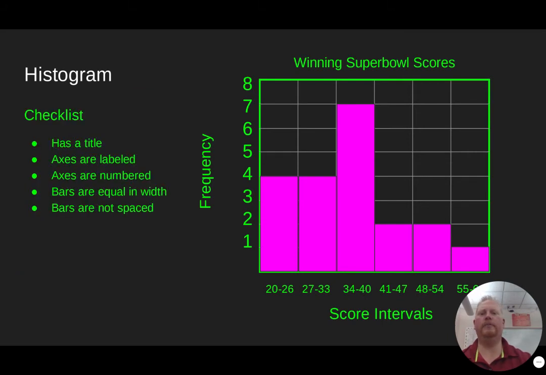Now, when we do histograms, let's make sure, again, that we have all 5 parts. Does it have a title? Is each axis labeled? Is each axis numbered? Are the bars an equal width? And are they not spaced? Are they touching? Check. Check on all those. So we have a good histogram.